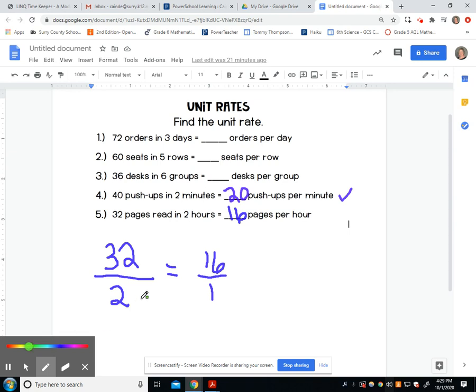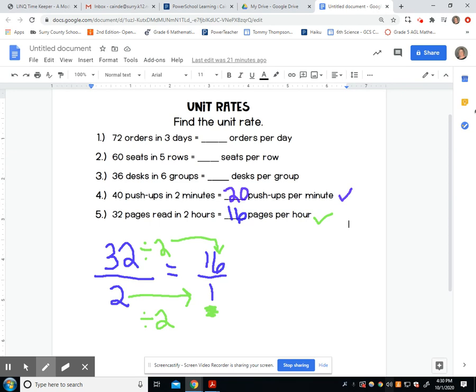The why behind that, or another way you can think of that, is you know that your denominator is going to be 1 in a unit rate. How do you go from 2 to 1? Well, that's easy. You divide by 2. And because these are equivalent, they're equal, I could say 32 divided by 2, and you guessed it, that equals 16. So the answer to question number 5 is 16.